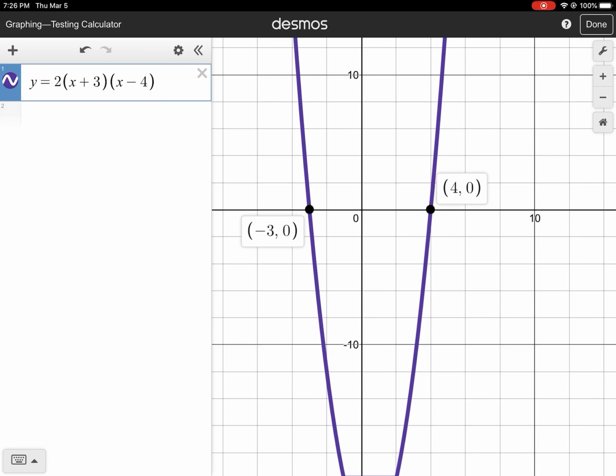Now, what do you notice? Well, the numbers are very similar to the numbers that are in my parentheses in the equation. Well, what's the difference? In the equation, I have +3, but on the x-intercept, it's -3. And in my equation, I have x minus 4, so -4, but my x-intercept's +4. So my x-intercepts are opposite signs.